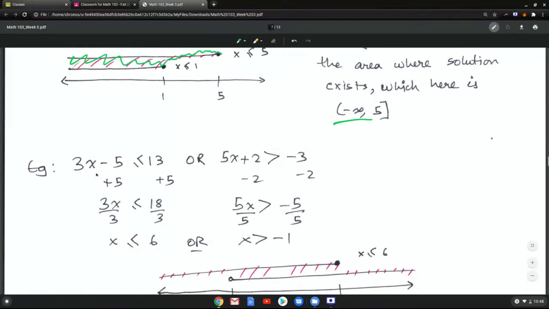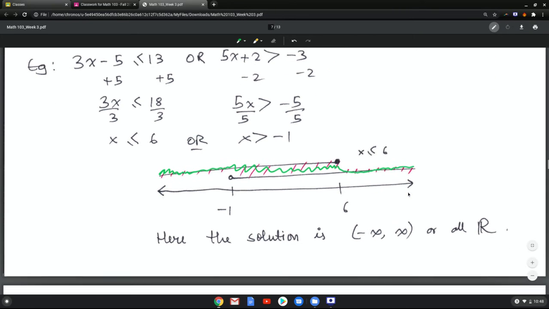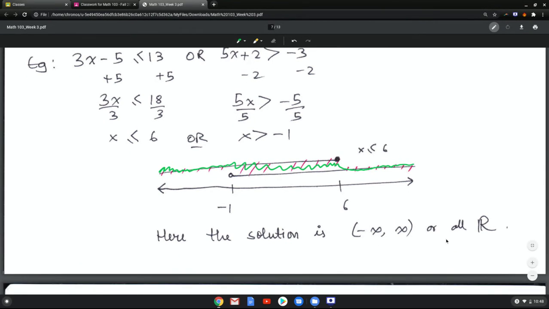Let's say 3x minus 5 is less than or equal to 13 or 5x plus 2 greater than negative 3. You solve both of them individually, you end up with these two, x less than or equal to 6 and x greater than negative 1. Now there is a solution that exists here. It's only from one of them, but it still exists. Then both of them exist over here, and then the other one exists over here, which means that the solution is everything here. Negative infinity to infinity or all of R, which stands for real numbers.